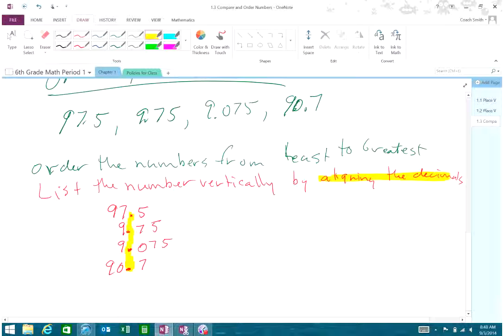Okay, now the second step is to make sure that all the numbers have the same amount of digits. To do that, we're simply going to add a 0 there, because it doesn't change the number. Add a 0 there. And then we add 2 zeros here. Okay, so now they all have the same amount of digits.